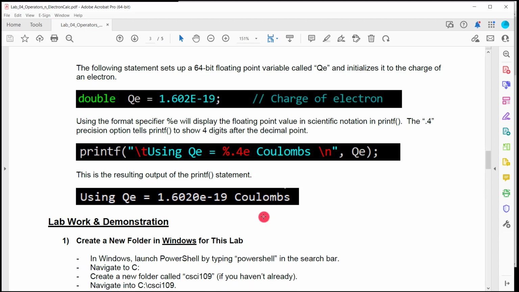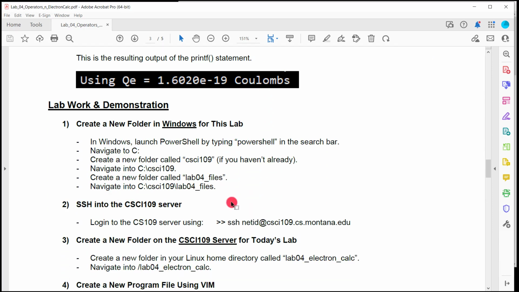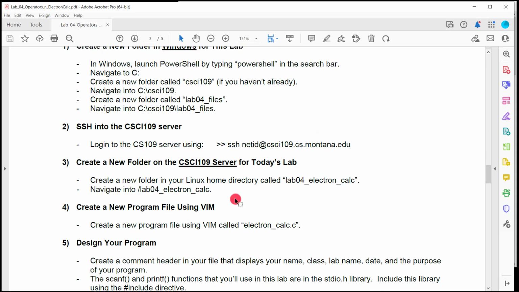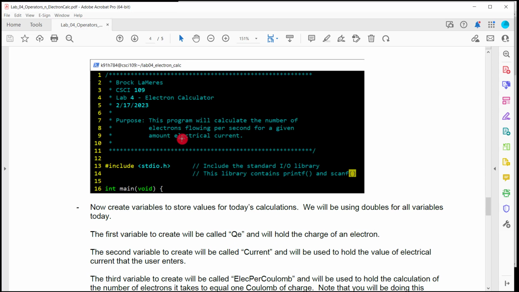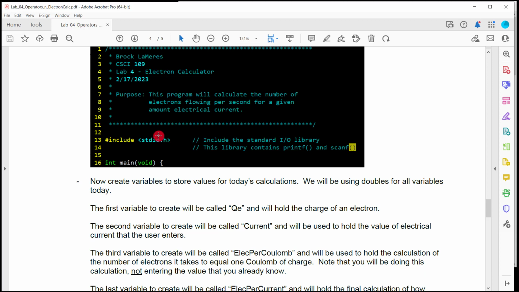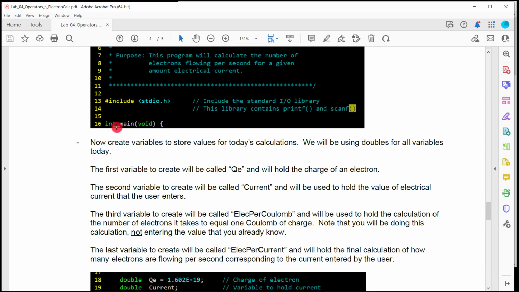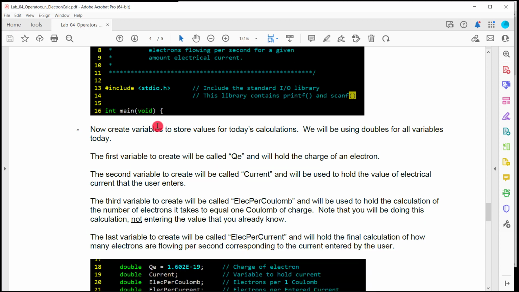Okay. So you're basically going to do a simple calculation where the user's going to enter current and you're going to produce a number of electrons. So I go through here. I want you to create, as always, a block header or comment header, include standard IO for the printf function, and create the shell for the main.